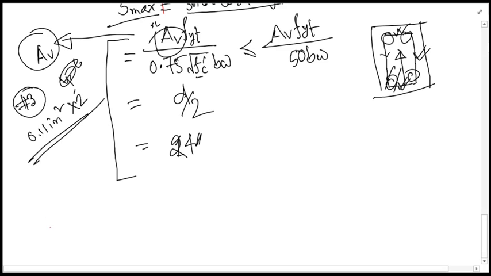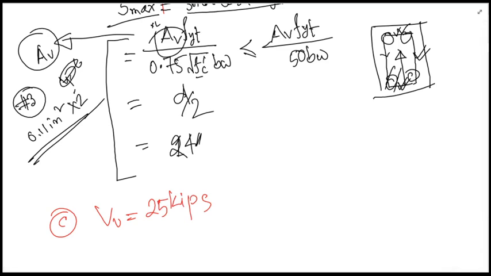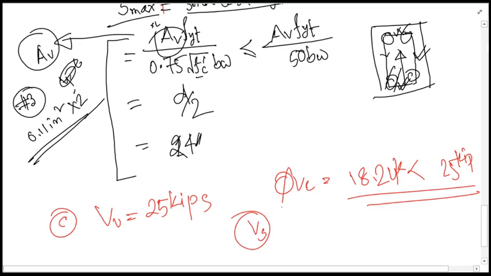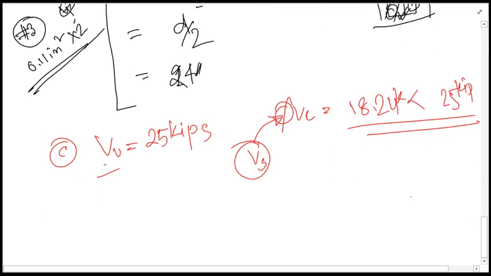Now we'll be going for part C, where we have seen that Vu is equal to 25 kips, and in this case phi Vc, 18.24, is obviously less than 25 kips, so again we need to provide the shear reinforcement, that is Vs, to overcome this Vu in combination with phi Vc. So you must provide Vs in this case, and for Vs we have a formula.